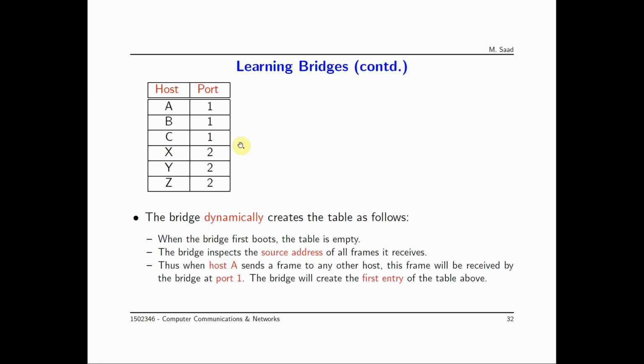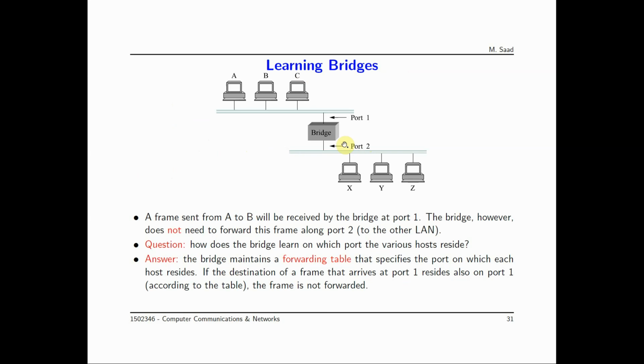Now, how does the bridge learn the table? It works as follows. The table is initially empty. So when the bridge boots, when it starts to operate, that table is initially empty. Now stations will start sending. Imagine that A is sending to B here. A will send the frame. Again, as we mentioned many times, who will receive this frame? B and C automatically, because they're connected to the same LAN, and the bridge from port 1.